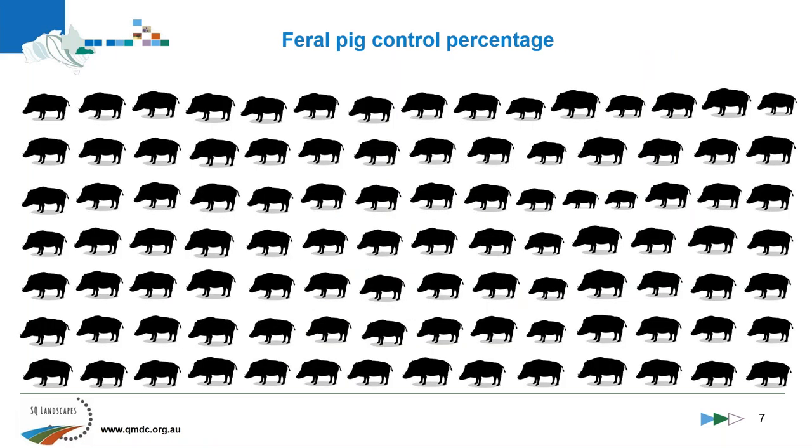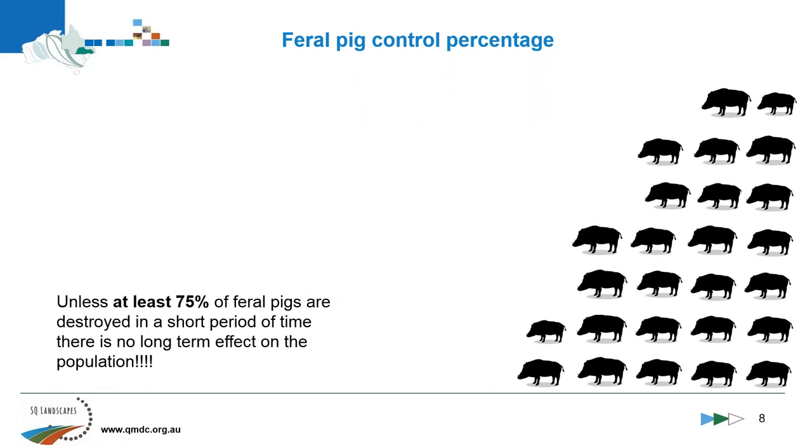And I think it's really interesting to point out the feral pig control percentage. For you to have any impact on a feral pig population, in a reasonably short amount of time, you have to take out 75% of those pigs. It's a bit to take in. If we went out tonight on the whole Western region and killed half the pigs, if we killed half the pigs across all of Western New South Wales, in 12 months' time, we'd be back to the same number. So we've got to take out more than that.